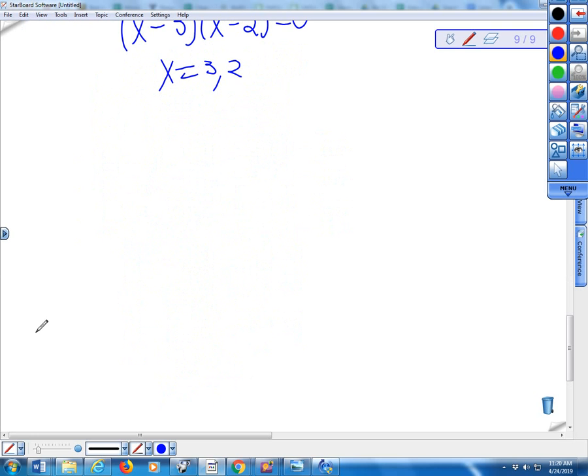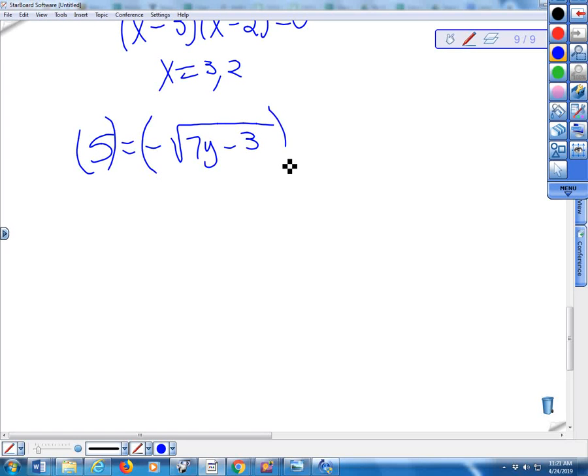Next one is 5 equals negative square root of 7y minus 3. Well, I could just square both sides. I can never distribute what's outside a root into the root. You can't do that. If the exponent is 1 instead of 1/2, I could. But any exponent other than 1, I can't just move whatever's outside into the root.